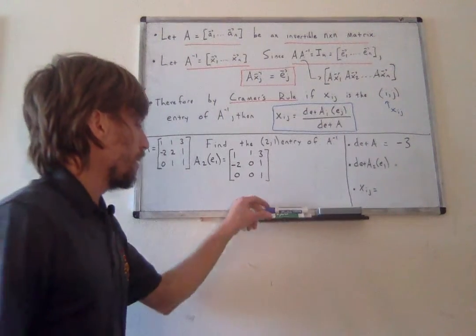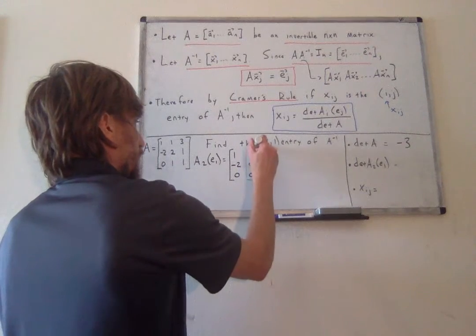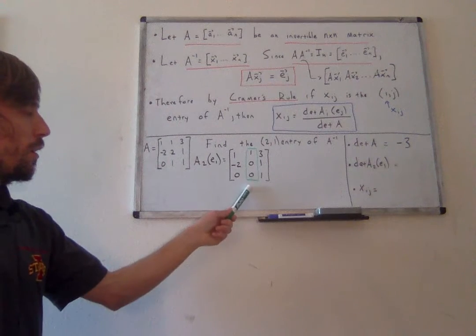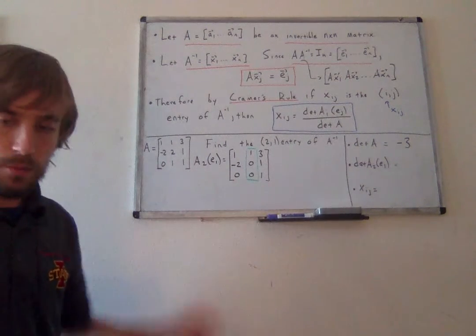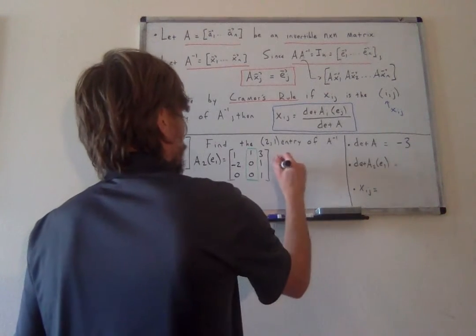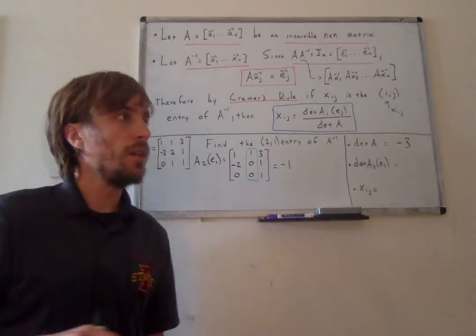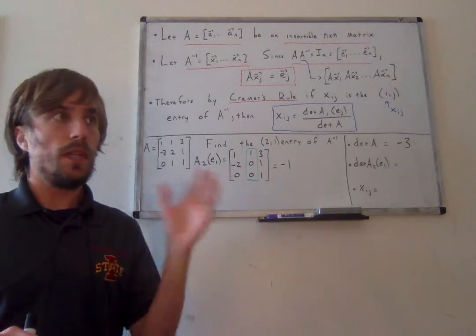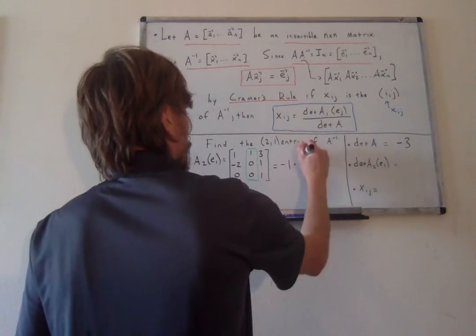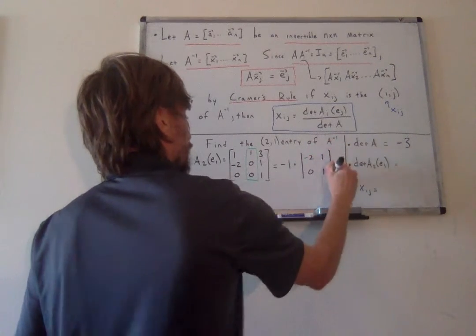So notice, no matter when I do this, I'm going to now have a column of all zeros and a single 1, right? Because this is the column I replaced. And so I'm just going to expand down this column, and my determinant is just going to contain a single term. Because this is just going to be negative 1, right? Because this is in the first row, second column. So it would be negative 1 to the 1 plus 2, which is just negative 1, times the determinant of 2, 1, 0, 1.